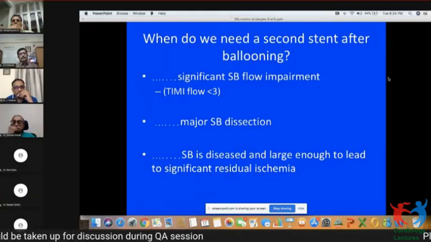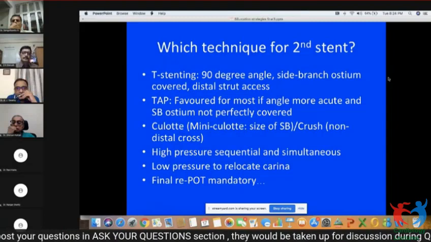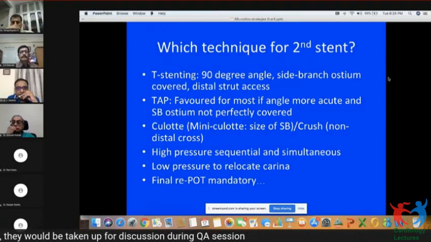What about the technique for the second stent? Now, there are multiple techniques, as has been spoken of. If you have a 90 degree angle, the side branch ostium is covered and you have clearly got distal strut access, T or TAP are favored if the angle is closer to 90 and the side branch ostium is not perfectly covered.